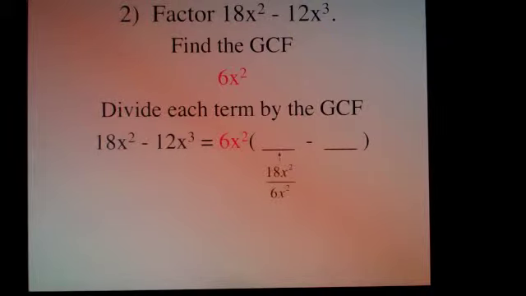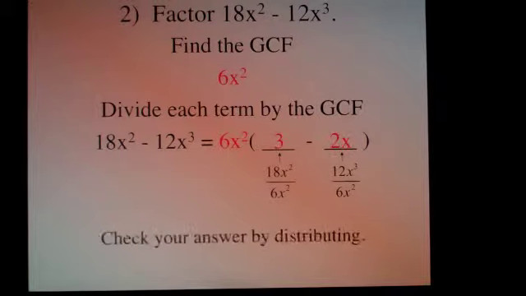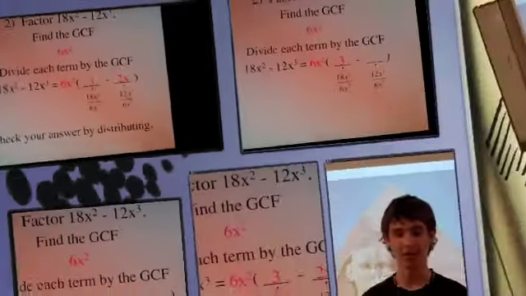Okay, I'm sure most of you wrote it down this way: 18x squared divided by 6x squared, and that's going to give you 3. And then you had 12x cubed divided by 6x squared, which is going to result in 2x. Now check by distributing.